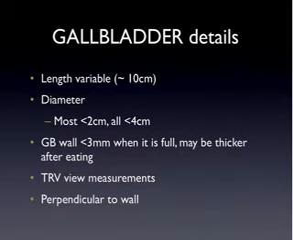Quick details on the gallbladder. It can be a variable size. Once its length and its diameter exceed the numbers that are listed here, you have to think about gallbladder hydrops, which would be part of the sonographic considerations of cholecystitis. Additionally, the gallbladder wall thickness can vary, especially after a patient has eaten. Typically it's less than 3 millimeters, but can become thicker in that situation.